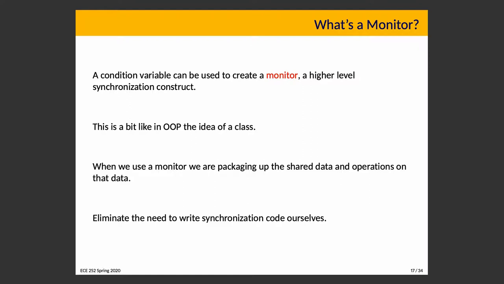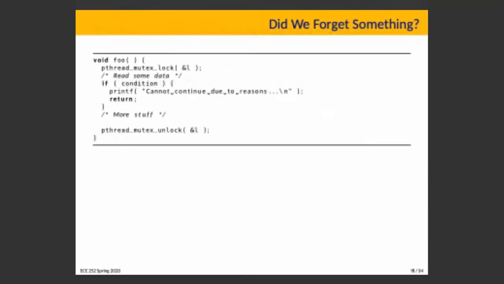And the goal of a monitor is to package up shared data and operations on that shared data so that we don't have to write any of the synchronization code ourselves. The objective is to make it easier to write code correctly and not make mistakes. Unfortunately, there are a number of steps where you can get it wrong in your typical program. I know we've covered examples that look like this before, but you have function foo, lock a mutex, if condition, printf, cannot continue due to reasons, return, more stuff, unlock, then at the end of the function.